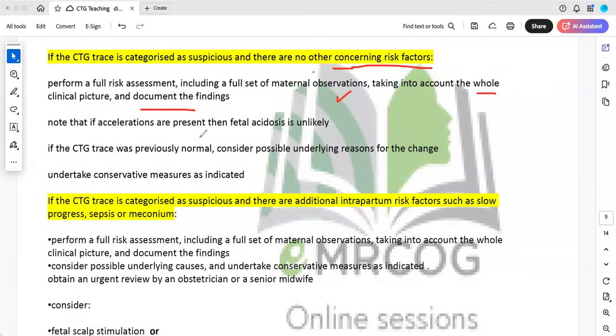Note that if accelerations are present, fetal acidosis is unlikely. If the CTG trace was previously normal, consider possible underlying reasons for the change. Undertake conservative measures as indicated.